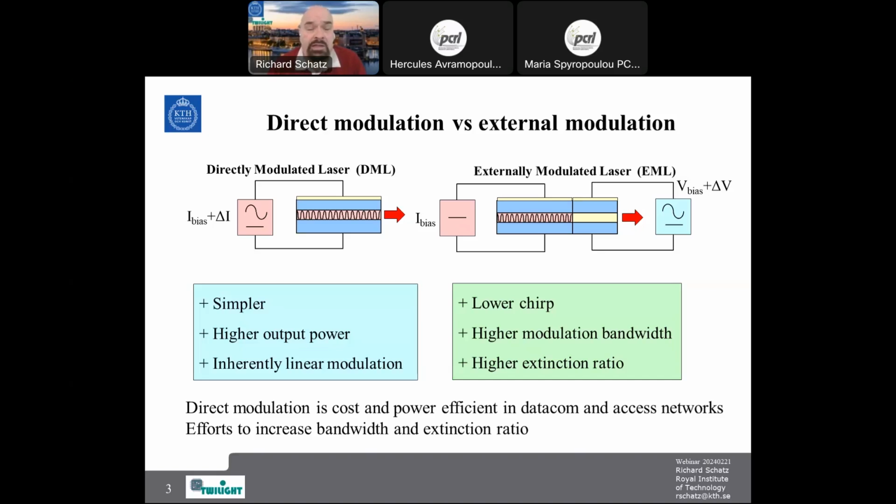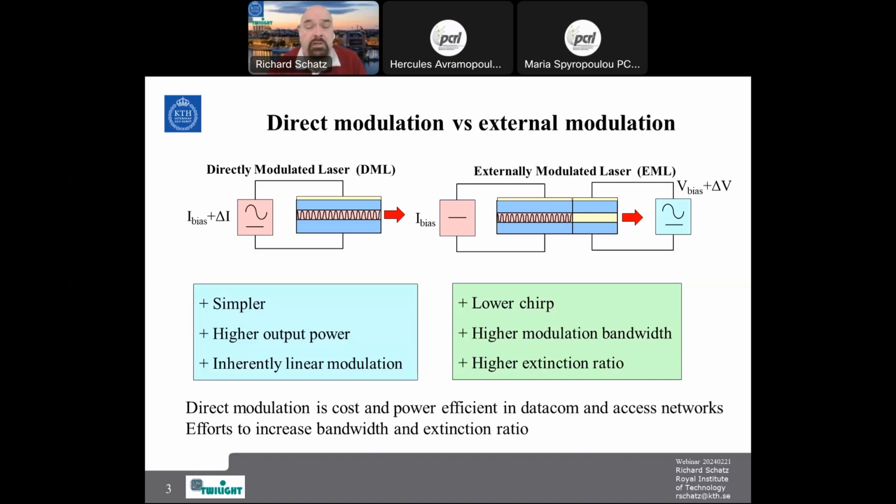The directly modulated laser is so-called simpler to fabricate. It also gives higher output power, since a modulator always has a loss, and it also gives an inherent linear modulation. When you change the current, the output power of a laser changes approximately linearly.